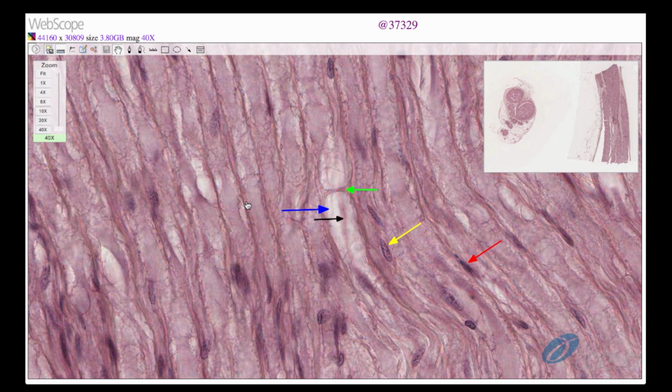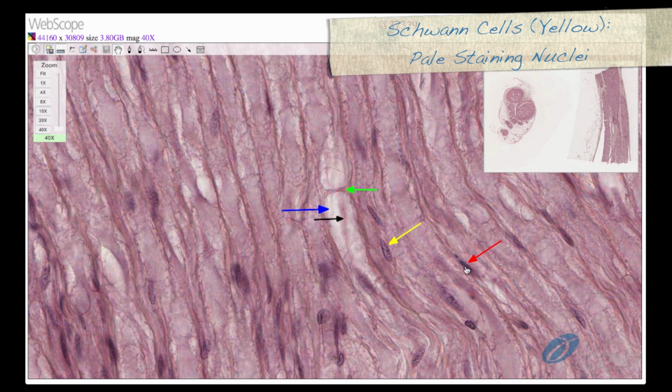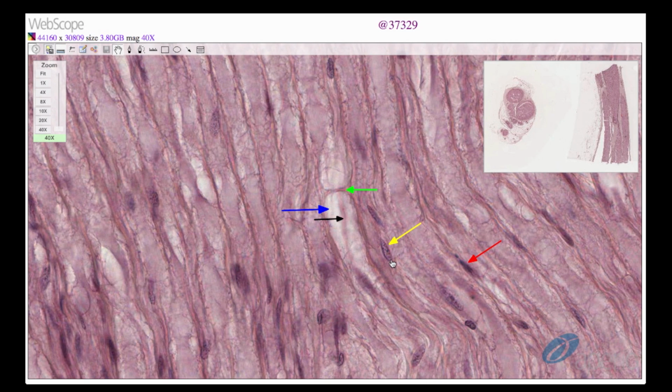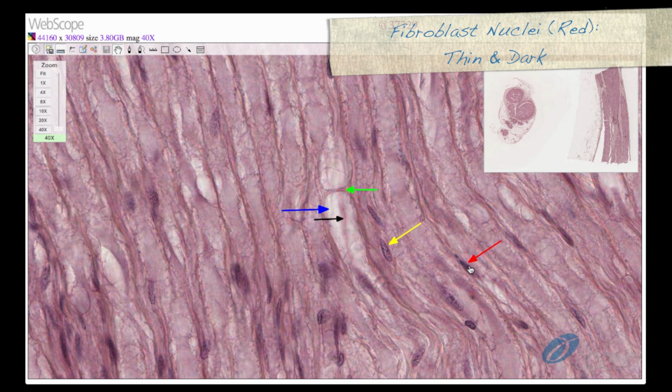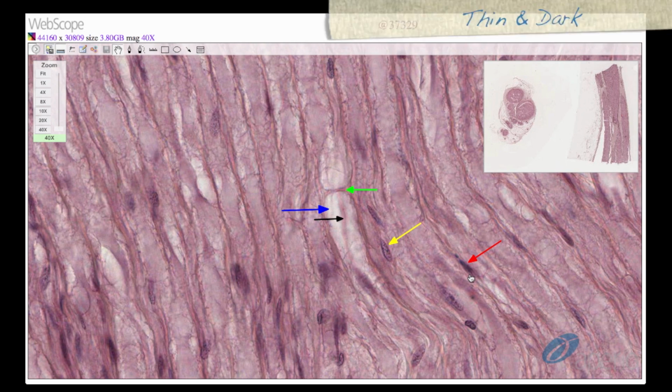We have now moved to the longitudinal section where the peripheral nerves appear to follow more of a zigzag course. Schwann cells and fibroblasts can be seen. Schwann cells can be distinguished by their pale stained nuclei. The yellow arrow points to the nuclei of a Schwann cell. Fibroblast nuclei are thin and dark. The red arrow points to the nuclei of a fibroblast.